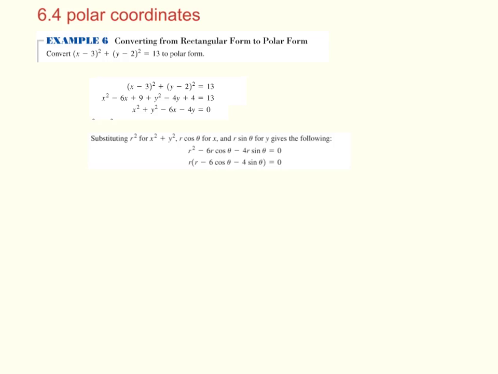By substituting r squared in place of x squared plus y squared, here we had the x squared plus y squared, and that simply becomes r squared. And then we also substitute in the r cosine theta for the x and the r sine theta for the y, and we wind up with negative 6r cosine theta minus 4r sine theta. Simply factoring out the r that is common to all three terms, and we get r times r minus 6 cosine theta minus 4 sine theta.